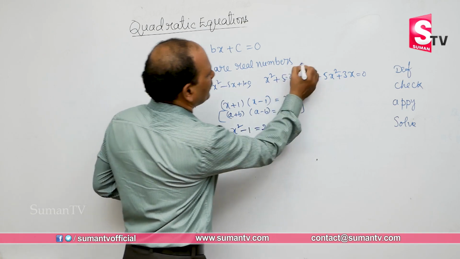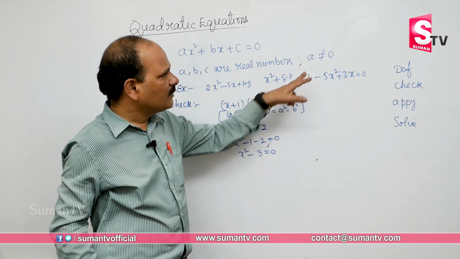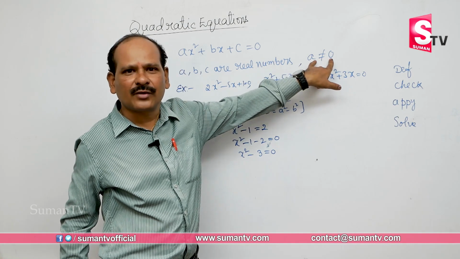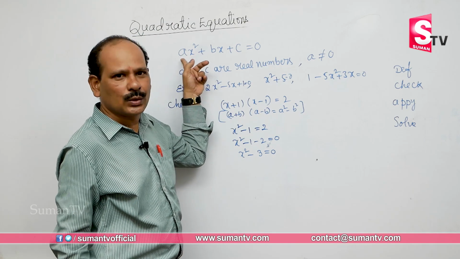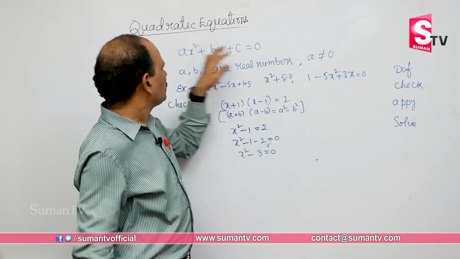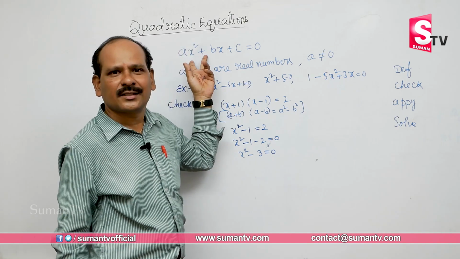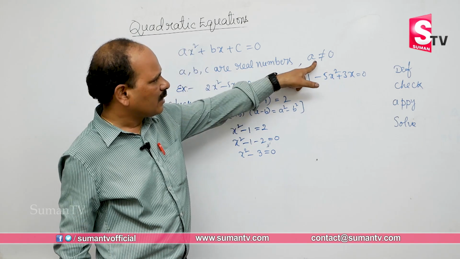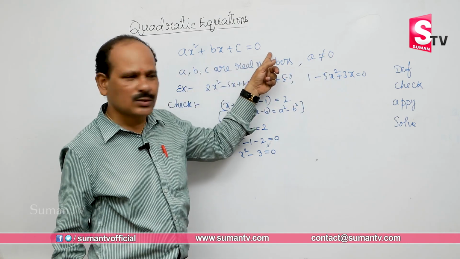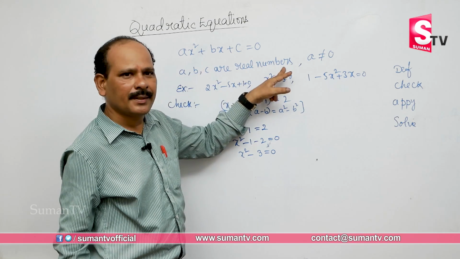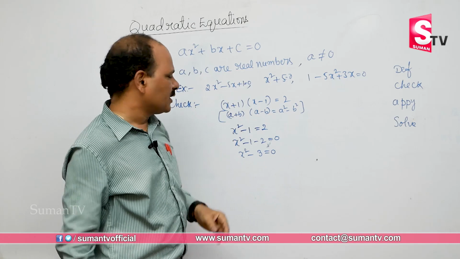Once again, one more condition: a should not be equal to 0. If a is equal to 0, what will happen? The first term is completely cancelled, because 0 into anything is 0. The x square term will be cancelled, and then it will not come under the quadratic equation. So, ax square plus bx plus c is equal to 0, where a, b, c are real numbers and a should not be equal to 0. Then only we can say it is a quadratic equation.